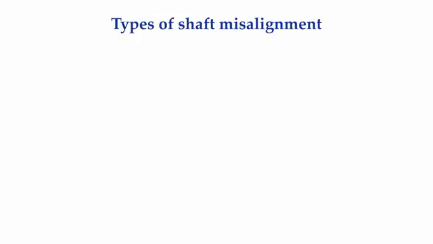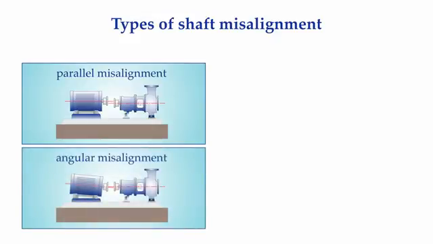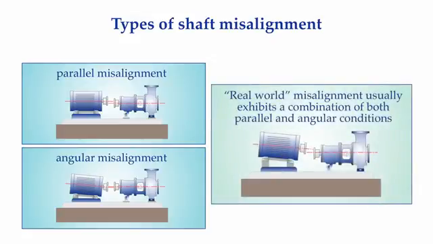When you hear people talking about misalignment, you hear the terms parallel misalignment and angular misalignment. Parallel misalignment is when the center lines of rotation of two shafts are parallel to each other but have an offset between the center lines. Angular misalignment is when the center line of rotation of one shaft is pointing at the center line of rotation of the other shaft. It is possible to have a pure parallel or a pure angular misalignment condition, but either condition is rare. Usually what you find is a combination of both a parallel and an angular misalignment condition.